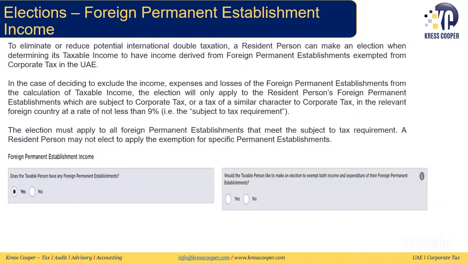So they can make this election if they don't want to include the income and expenses of that, because for a resident person, the worldwide income is taxable here in the UAE, but this exemption is given just for administrative ease if you want to exclude all the foreign permanent establishments from this. Otherwise, you can take a foreign tax credit for the different taxes paid in the foreign jurisdiction, but this exemption is also available.